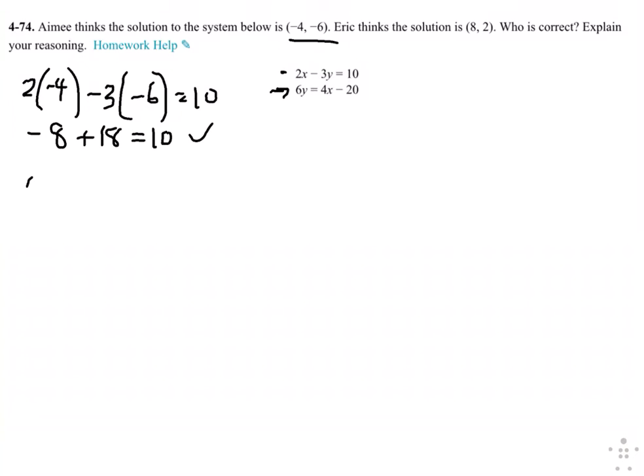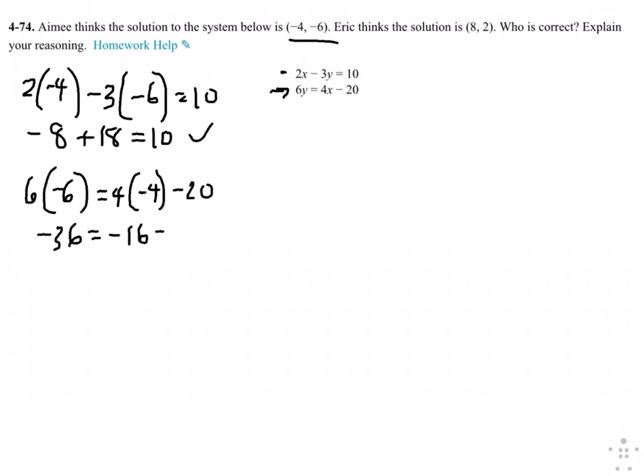Now let's try negative 4, negative 6 in the second equation, right? So I have 6 times y, which is negative 6, equals 4 times x, which is negative 4, minus 20. Negative 36 equals negative 16 minus 20. Yes, that's true. Negative 36 equals negative 36. So this point is correct.